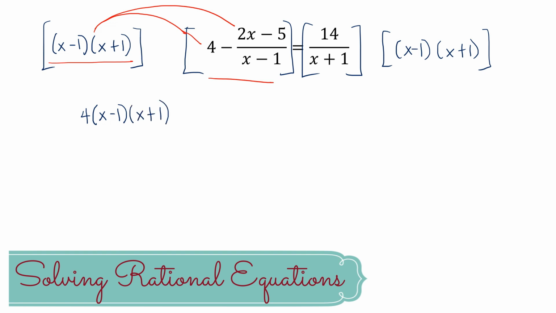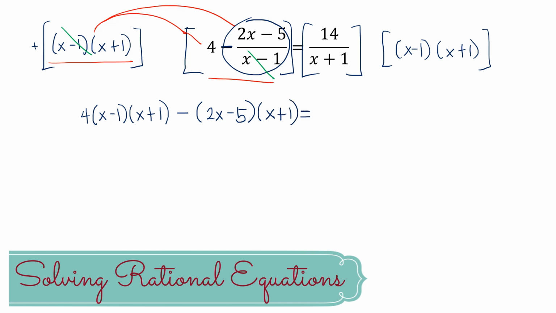Next, distribute the LCD, or multiply the LCD by the second term. So the sign of our LCD is positive. Positive times this negative is equal to negative. And then, x minus 1 divided by x minus 1 is 1. And what's left is 2x minus 5 times x plus 1.